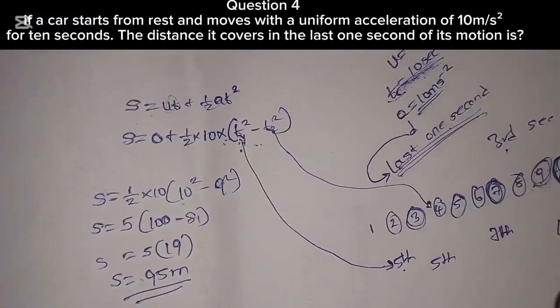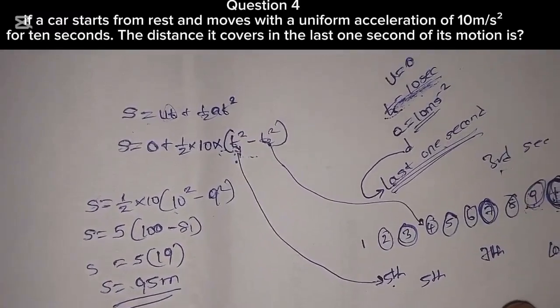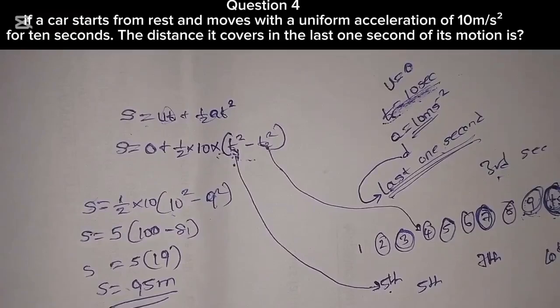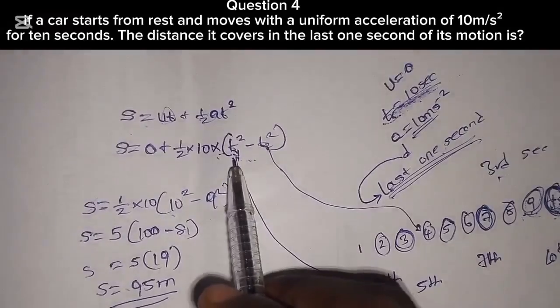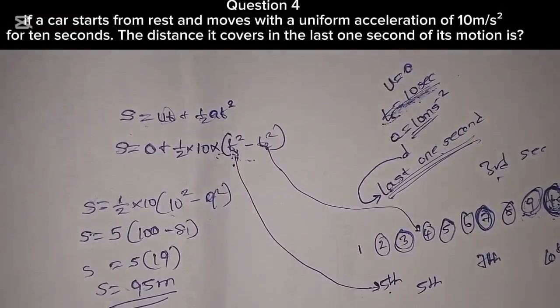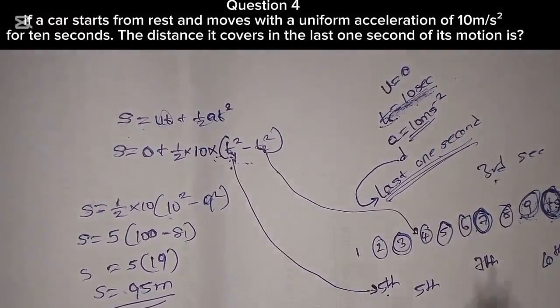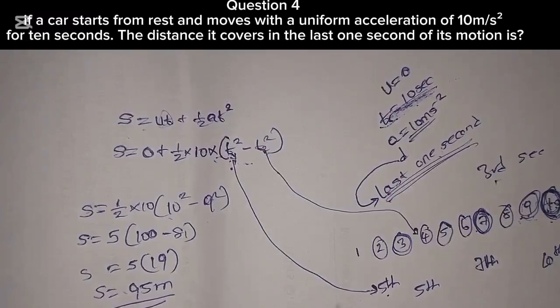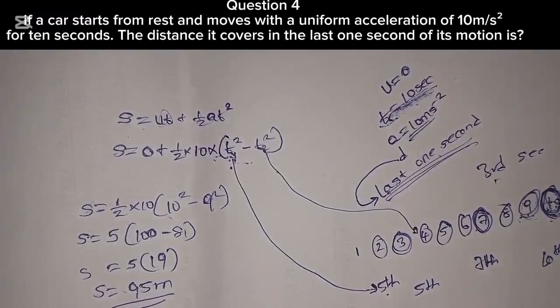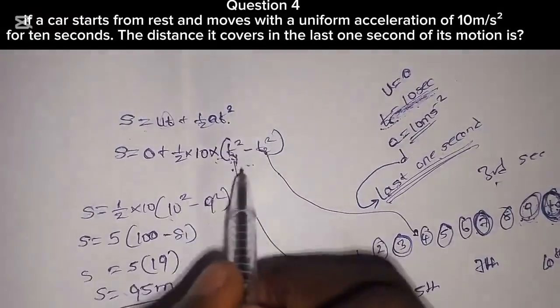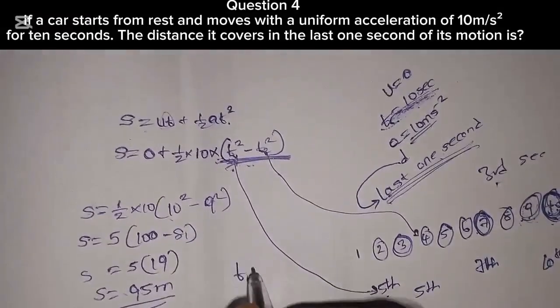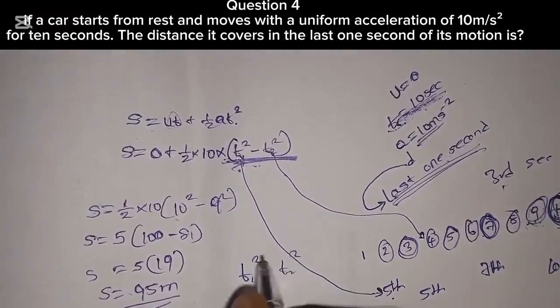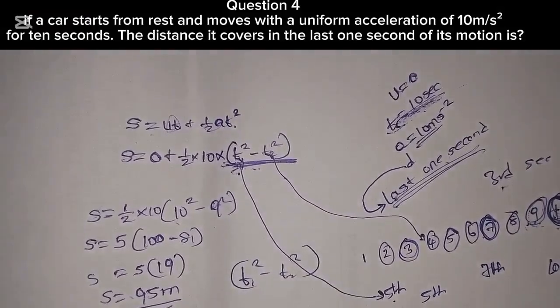So whenever they ask you to calculate the distance in the 8th second, they are telling you that T1 is 8 and T2 is 7. Whenever you see any question that says calculate the distance in the 8th second, or the 4th second, you do the time like this: T1 square minus T2 square, in brackets.